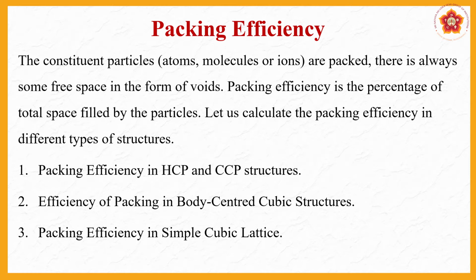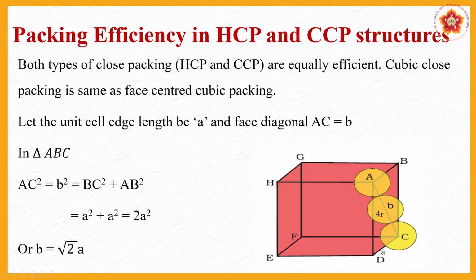The first one is packing efficiency in HCP and CCP structures, the second one is efficiency of packing in body centered cubic structures, and the third one is packing efficiency in simple cubic lattice. So, the first one is packing efficiency in HCP and CCP structures. HCP is hexagonal closed packing, and CCP means cubic closed packing, which is the same as face centered cubic packing.